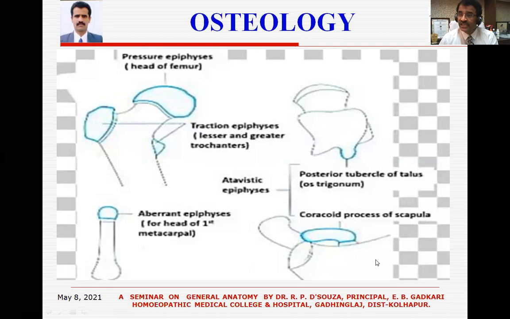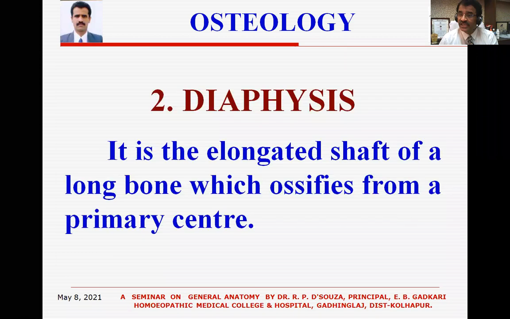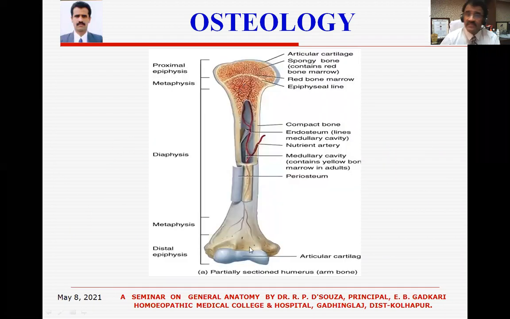Now we'll try to understand what is diaphysis. In the beginning, I told you the shaft is called diaphysis in a growing bone. So it is an elongated shaft of a long bone which ossifies from a primary center, and that is called a diaphysis. Here you can see a long bone, and here you can see the diaphysis portion. After diaphysis comes metaphysis, and after metaphysis comes epiphysis. This is the proximal epiphysis. This is the distal epiphysis because there are 2 ends.